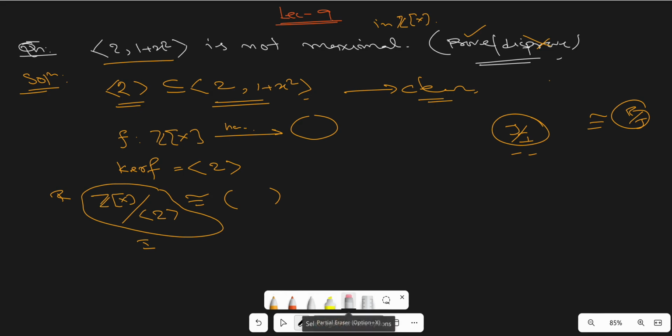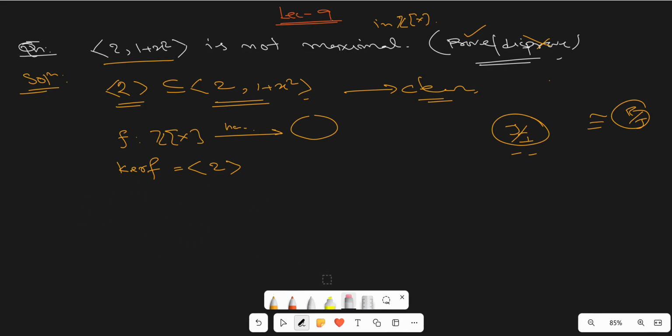So what is the best choice I can make such that the kernel will be the ideal generated by 2? What do you think? What should I take as a codomain?